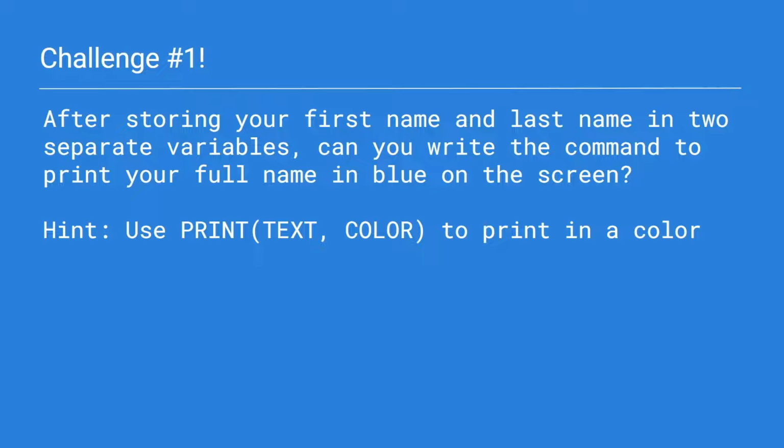Time for a little challenge and for you to try this out. Here's an exercise for you to try. After storing your first name and last name in 2 separate variables, can you figure out how to write the command to print out your full name in blue on the screen? As a hint, you can use an alternative to the print instruction, which is print text, color, color being a new argument, to print your text in a specific color. Go ahead and pause the video now and see if you can figure this out.